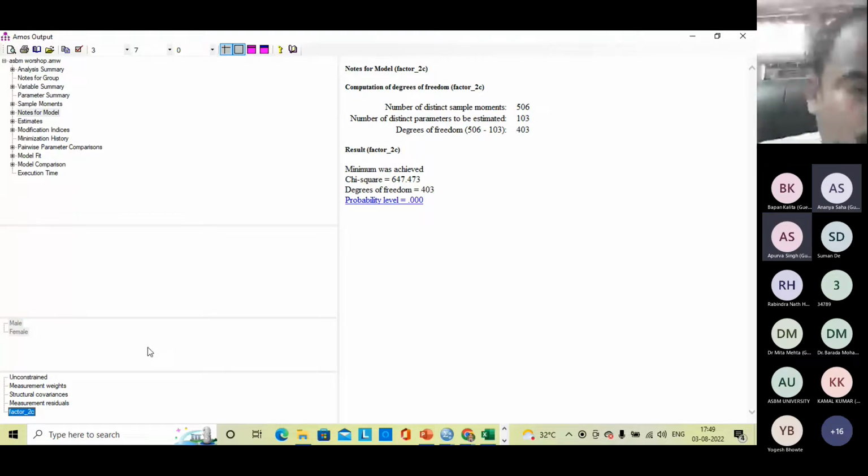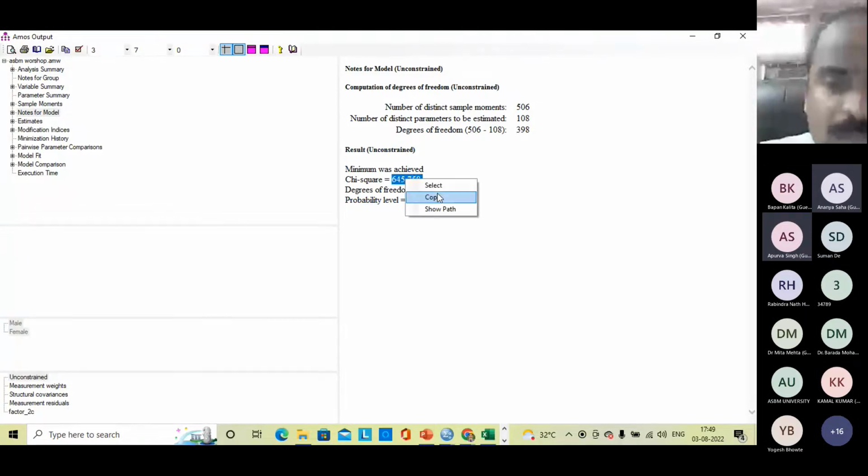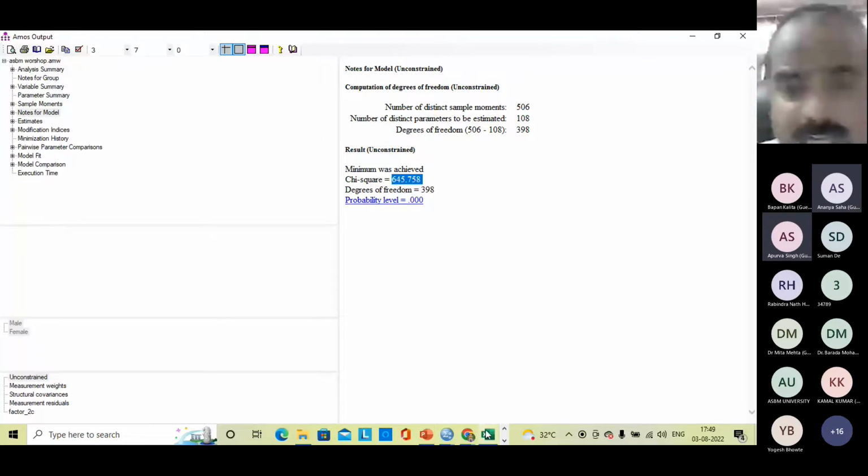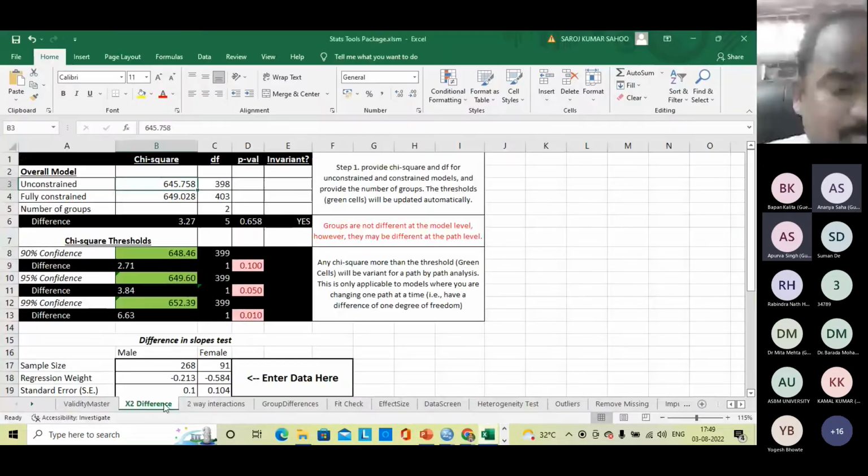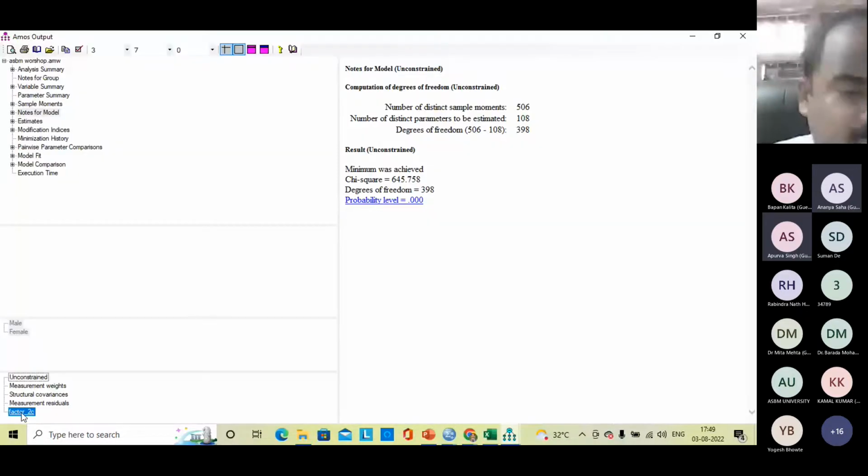So what you need to do is go to the unconstrained, copy the chi-square value here. Remember the degree of freedom 398. Go to the chi-square difference option of the Excel sheet. Paste here, where it is written unconstrained. Then again go to the output screen, click factor underscore 2C.